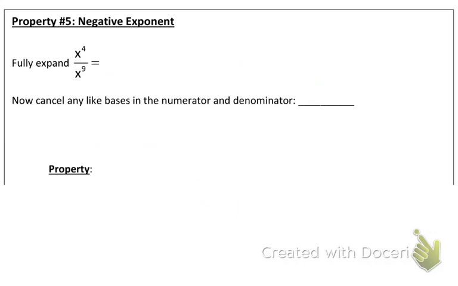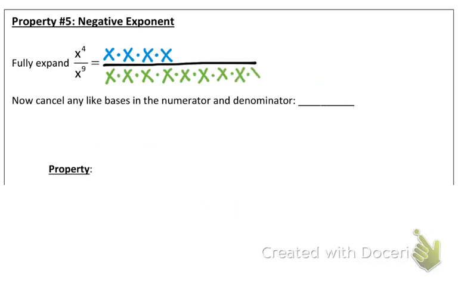In our last property, we have the negative exponent property. So let's start by fully expanding. We have 4 x's on top divided by 9 copies of x on the bottom. x times x times x times x on top, and 9 x's on the bottom.